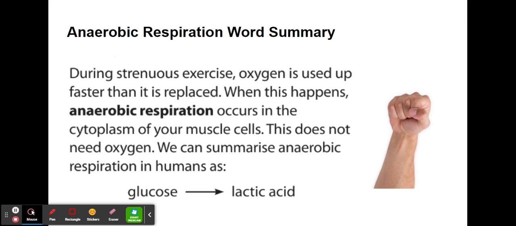Now, if you want to experience the effects of anaerobic respiration, you can pause this video now and you can sit there and start to clench your fist. So if you clench your fist and then open your hand and then clench your fist and open your hand, and you do it over and over and over again, you'll start to get to a position where the muscles in your hand have used up the oxygen faster than it's being replaced. And you'll build up lactic acid in your hand, and you'll feel the effects of that lactic acid in your hand.